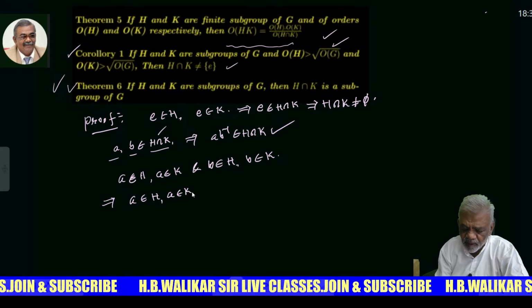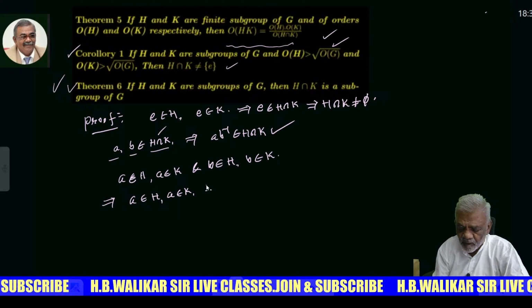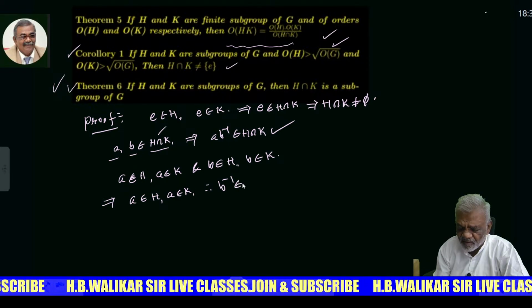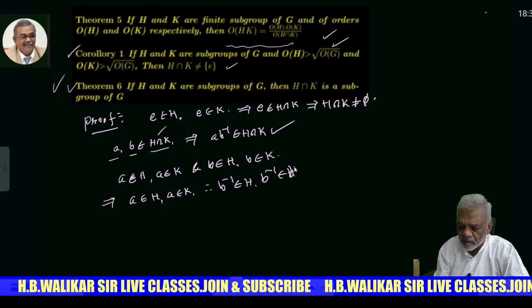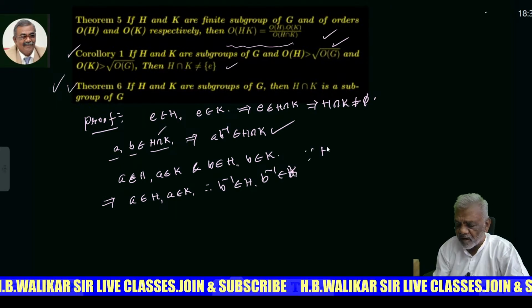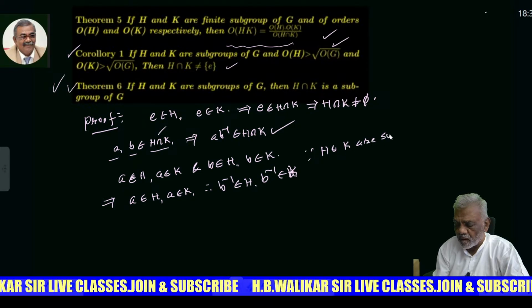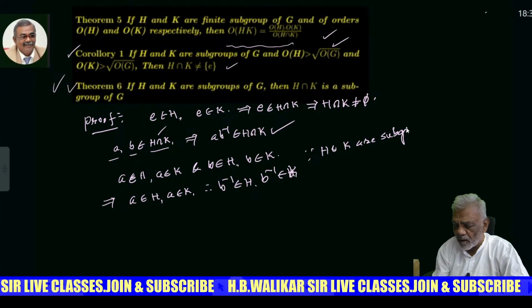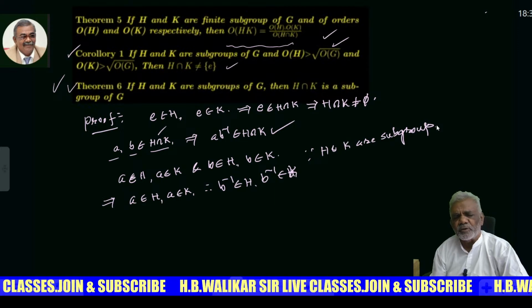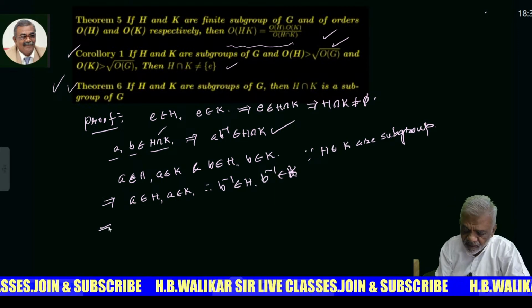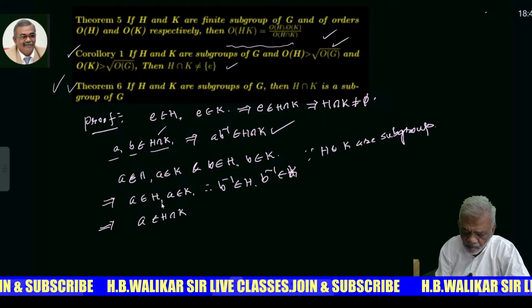H and K are subgroups, therefore B inverse belonging to H and B inverse belonging to K, because H and K are subgroups. By the theorem which you have already done, the two-step proof, here you can say A belonging to H intersection K by this.